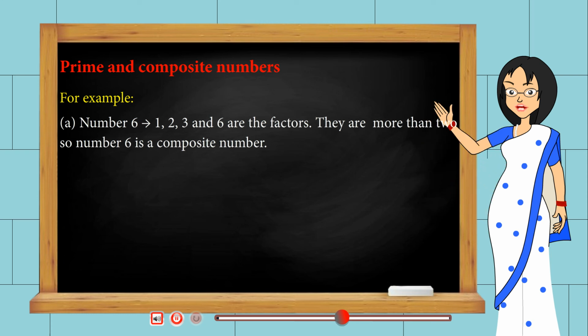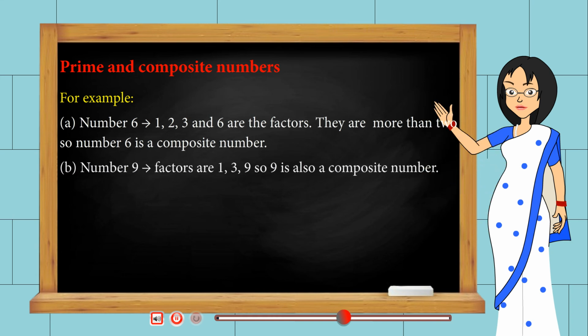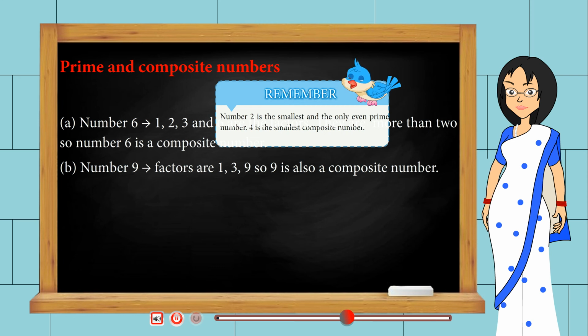There are more than two, so number 6 is a composite number. Number 9. Factors are 1, 3, 9. So, 9 is also a composite number. Remember, number 2 is the smallest and the only even prime number. 4 is the smallest composite number.